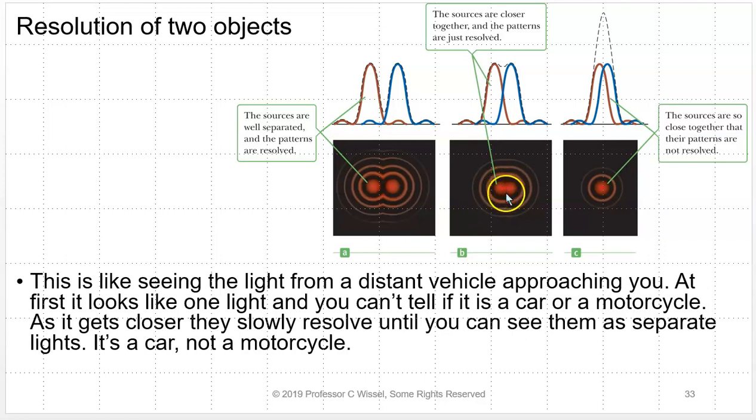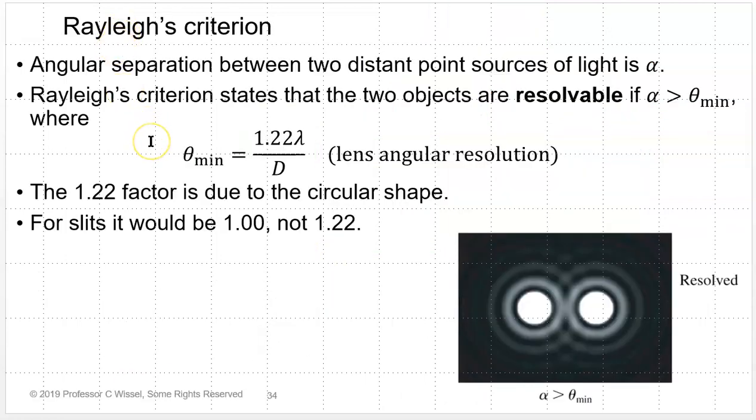That's Rayleigh's criterion. If you look at the two diffraction patterns from these two lights, you can see that the maximum from one overlaps the minimum from the other, and the minimum from this one matches the maximum there. At that point, they're barely resolvable. You can tell they're two separate lights. Of course, if they keep on approaching, then you wind up with fully resolved, and it's very easy to tell. So the angular separation between two distant point sources of light is alpha.